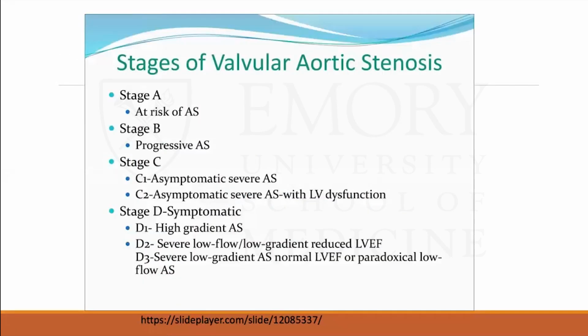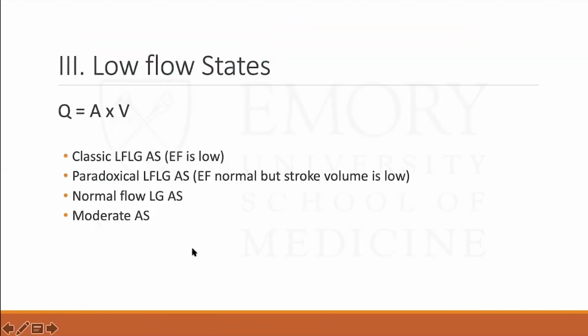I put this on here in terms of stages of AS because this also kind of guides who you send for either TAVR or surgical aortic valve replacement. Basically, anyone who is in stage C2 and higher should probably get their aortic valve replaced. And so C2 is basically severe asymptomatic AS, but the LV is starting to give out. And then stage D is anyone who's symptomatic. And that includes these two classes of low flow patients. And that's the last part of this talk.